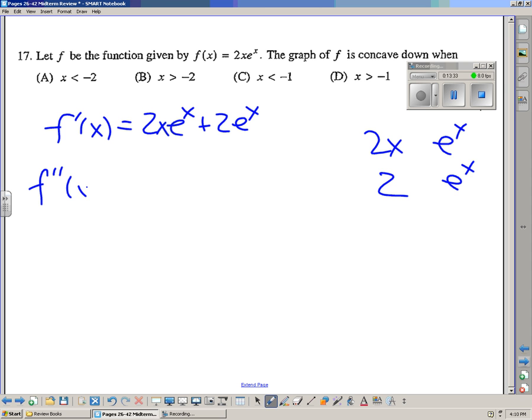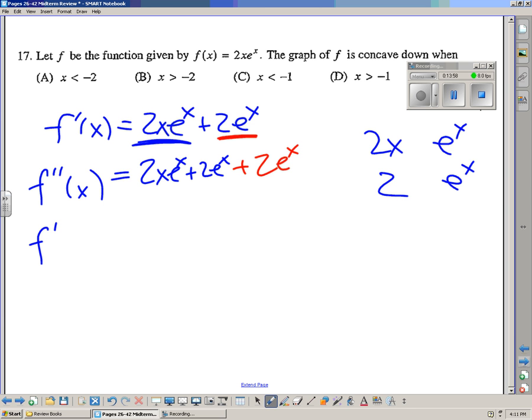Second derivative. Well, guess what? We need to take the derivative of 2x e to the x again, but we just did it. It's just this whole blue thing. So I'm going to rewrite the blue part again. But then also remember, I have to take the derivative of 2e to the x again, which is 2e to the x. So remember, derivative of e to the x is e to the x. Derivative of a constant multiplier just comes down. So f double prime of x is 2x e to the x plus 4e to the x.